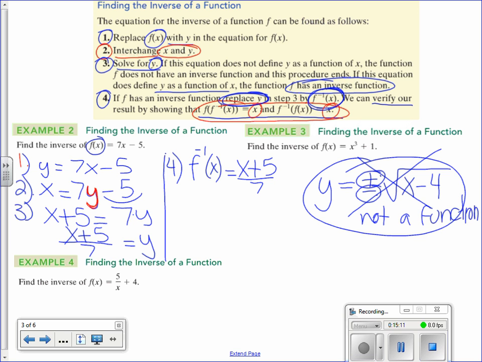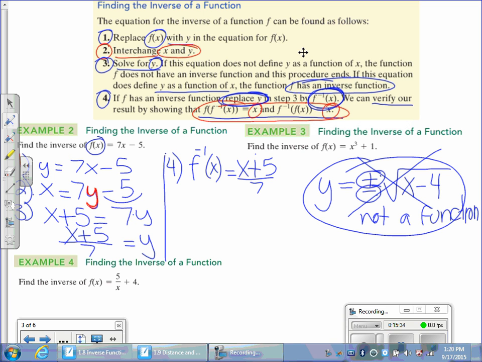Now, what type of function will this be? It is linear. It kind of looks like a fraction, but as long as the x is not in the denominator, it's still linear. It's not rational. If I was to ask you on the test, what is the slope of that function? What would you say?